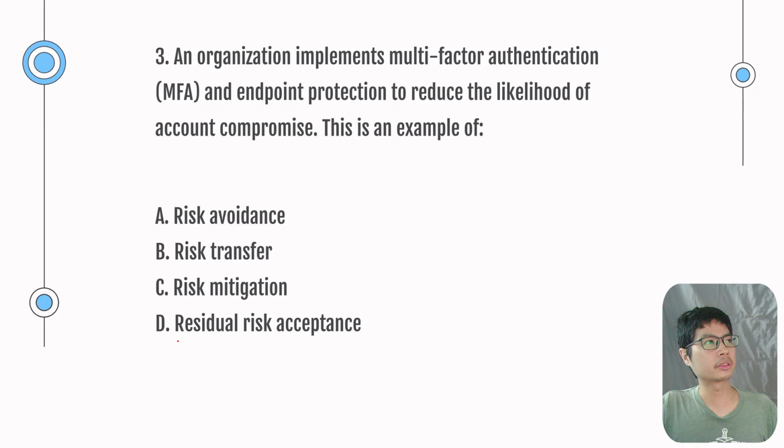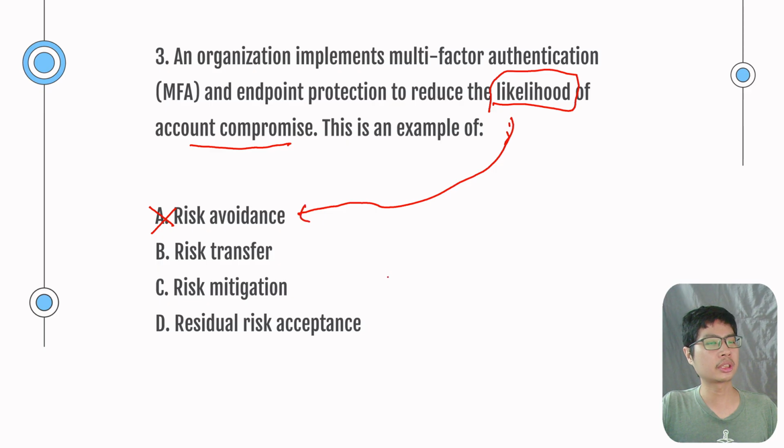Okay, question 3. An organization implements multi-factor authentication and endpoint protection to reduce the likelihood of account compromise. Is this an example of risk avoidance? No, we are not avoiding the risk. There is still some risk of account compromise. We are reducing the likelihood only, so we are not totally avoiding the risk.